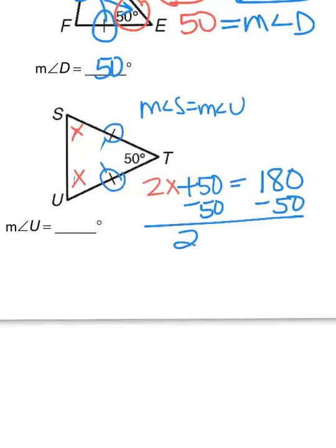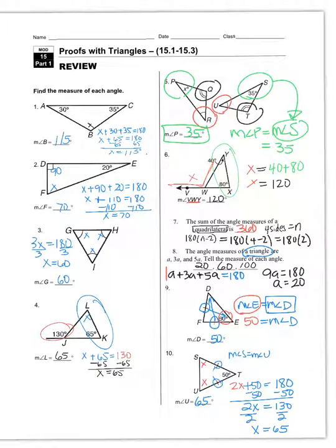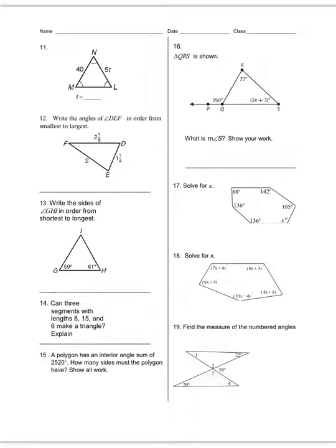We'll end up with 2X equals 130. If we divide by 2 on both sides, then we end up with X equals 65. That means that the measurement of angle U, which is one of the X's, is 65. Okay, that concludes page 1. Page 2.